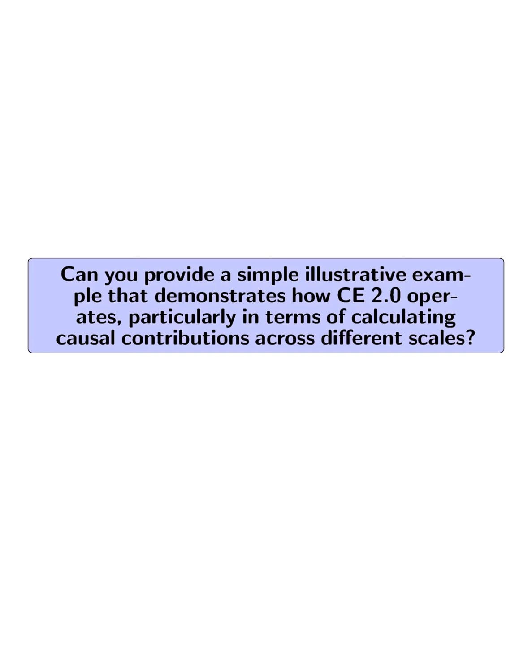Can you provide a simple illustrative example that demonstrates how CE 2.0 operates, particularly in terms of calculating causal contributions across different scales?